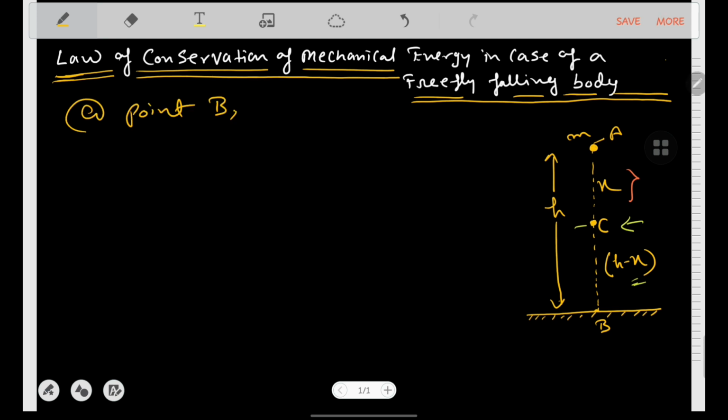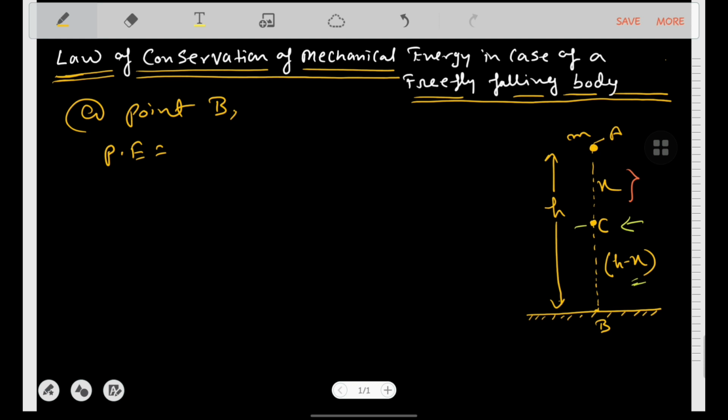So now we are going to find out the total mechanical energy at point B. Since at point A and point C we got the value of total mechanical energy as mgh. Now this is the last point, point B. How are we going to prove that the total mechanical energy is still mgh? So let's first find out the potential energy at this point B, because for mechanical energy we first need to calculate the value of the potential as well as the kinetic.